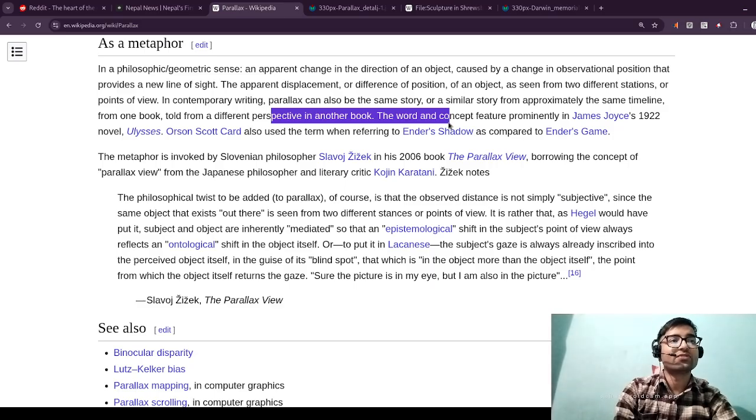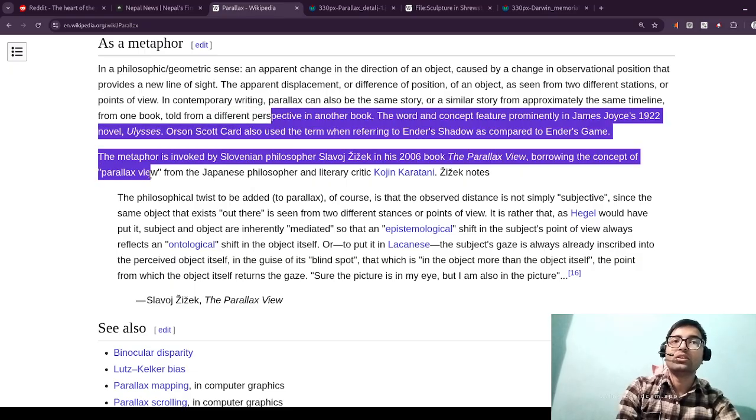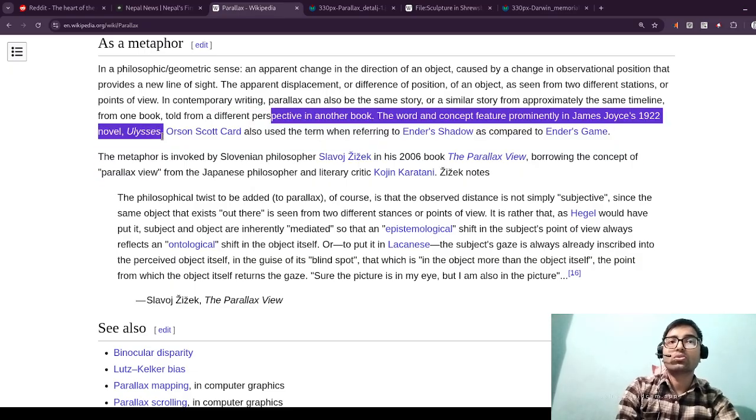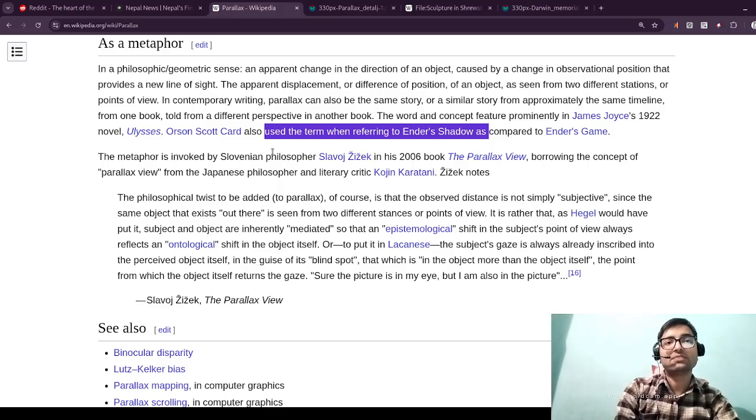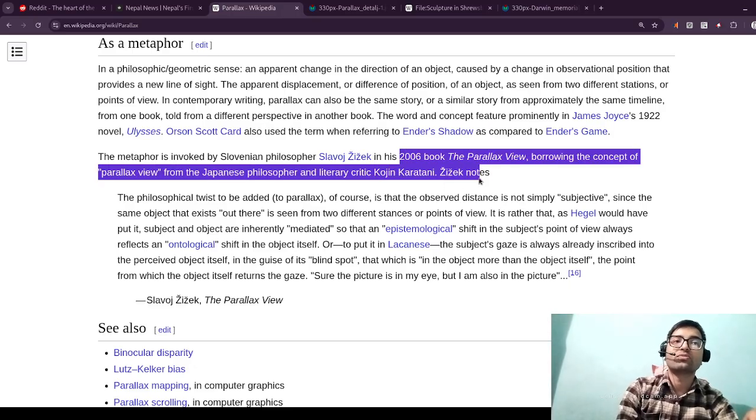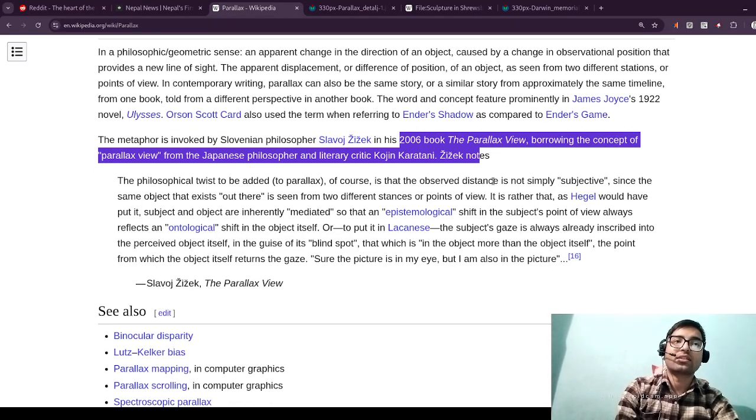The word and the concept feature prominently in James Joyce's 1922 novel Ulysses. Orson Scott Card also uses the term when referring to Ender's Shadow as compared to Ender's Game. The metaphor is invoked by the Slovenian philosopher Slavoj Žižek in his 2006 book The Parallax View, borrowing the concept of the parallax view from the Japanese philosopher and literary critic Kojin Karatani.